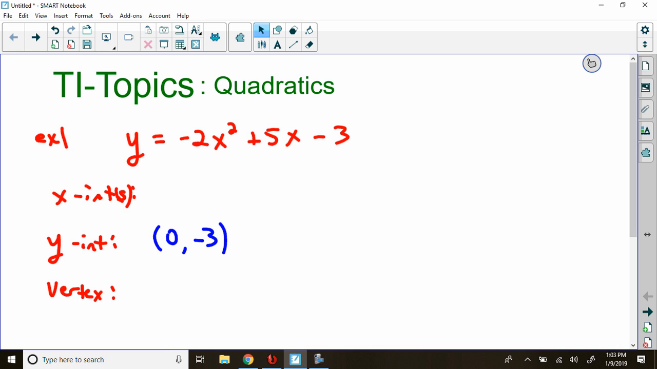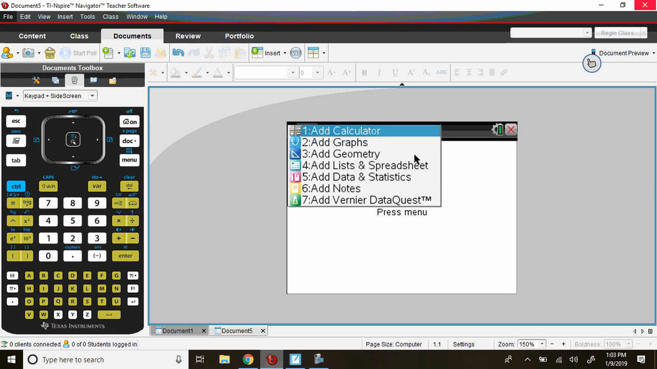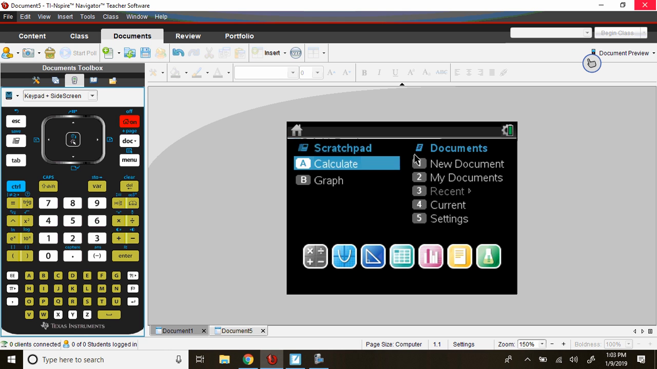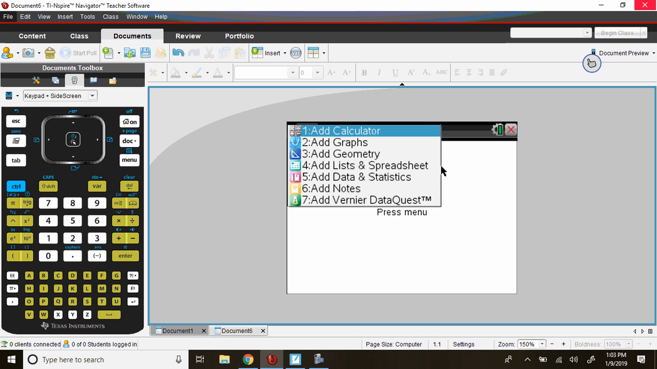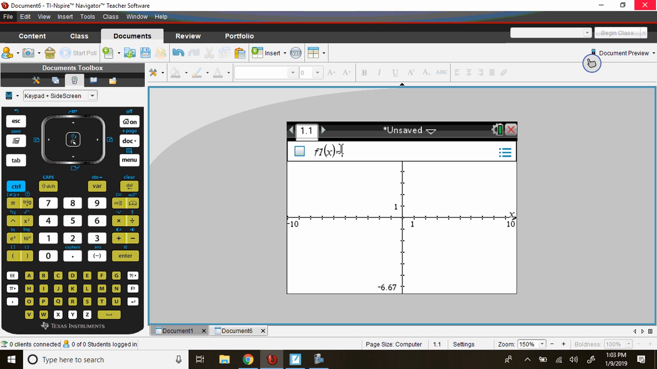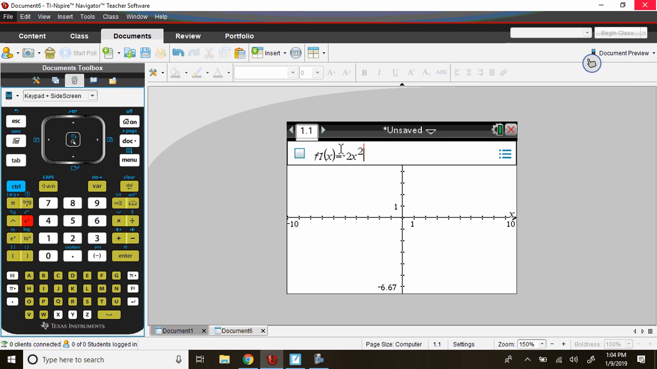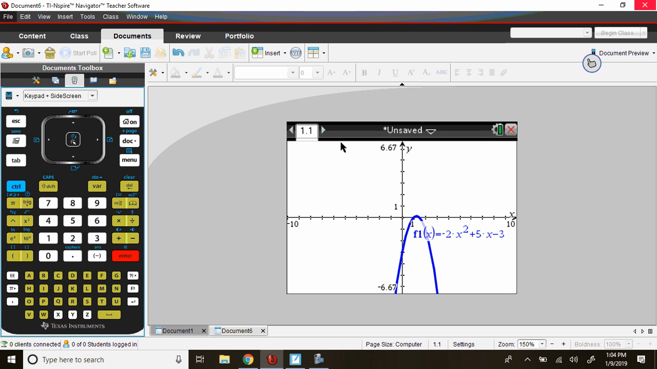So anyway, on our calculator, I'm going to start a new document. I go home, and I start a new document, and I'm not saving any changes, and I'm going to add a graphs page. And my function, I believe, was negative 2x squared plus 5x minus 3. Boom. So I see that my parabola opens in a downward fashion. I can kind of see that the graph actually does go through the x-axis.